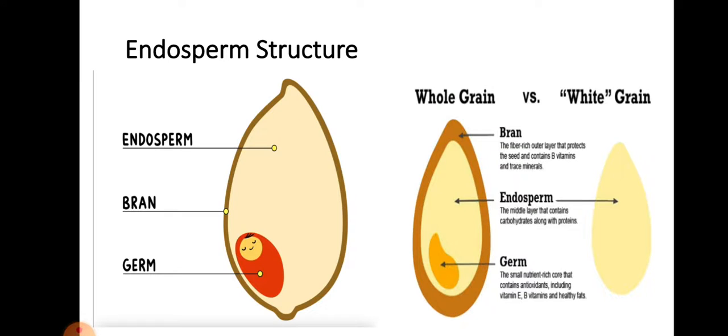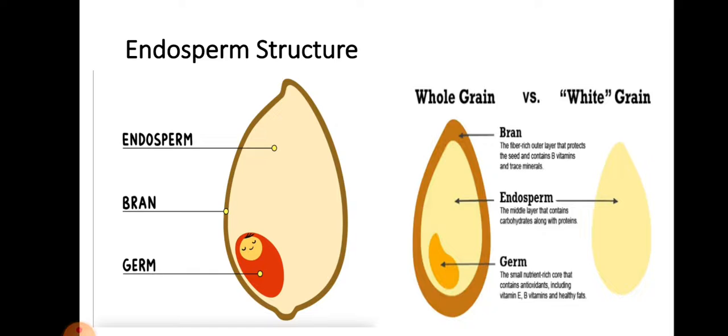So here you can see the structure of endosperm. This white color part is the endosperm, which contains the nutrient content, and this is the bran, the outer covering of the seed. And here the germ is there, that means the embryo. In class I told you that the baby plant is the embryo. So this white part is the endosperm, and this germ is the baby plant.